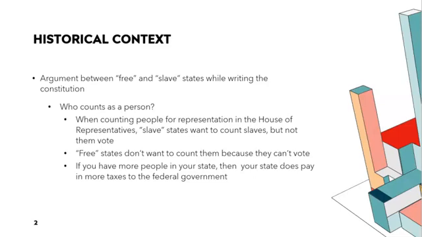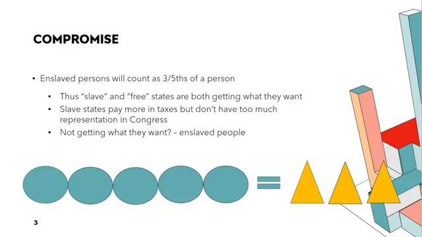Now, the free states said, we can count them, but then you have to pay more in taxes. Your burden of the taxes that will go to the federal government will be higher if we're going to count them. But the slave states did not want to do that, because none of the enslaved people were actually paying taxes, because they weren't paid at all. So the compromise is struck that enslaved persons will count as three-fifths of a person.